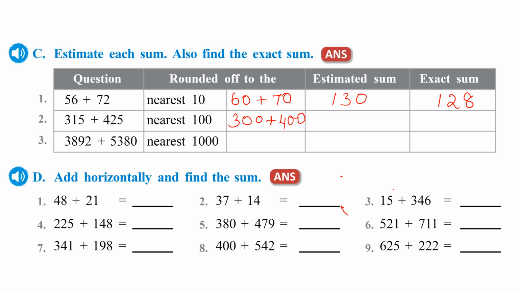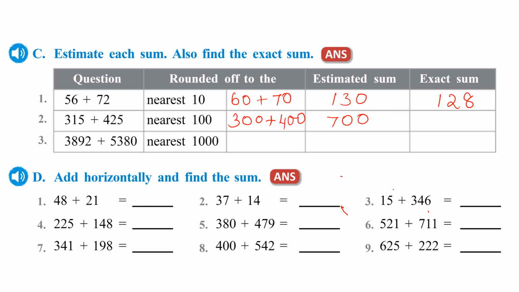So, when we add these two, 300 plus 400, we get 700. Exact sum. What is the exact sum? We have to add the exact numbers given to us. Again, we can go and add horizontally.